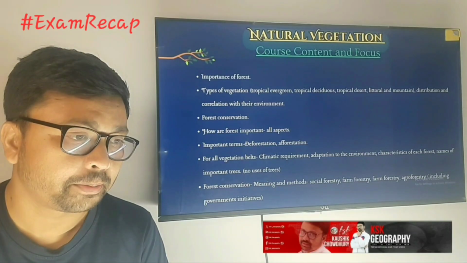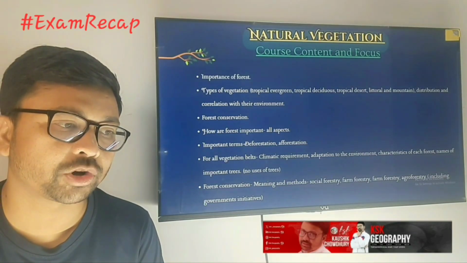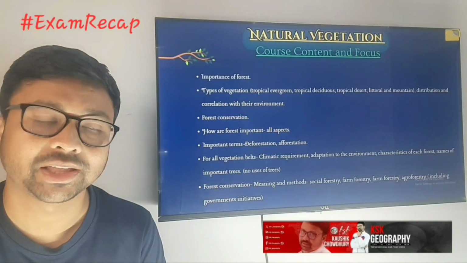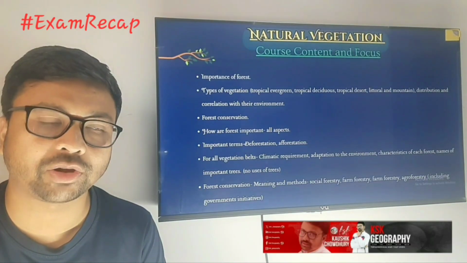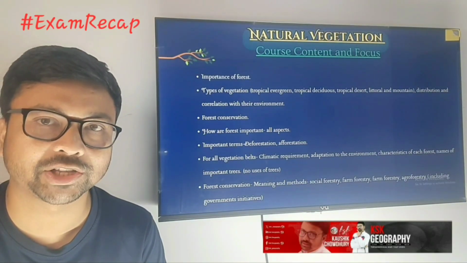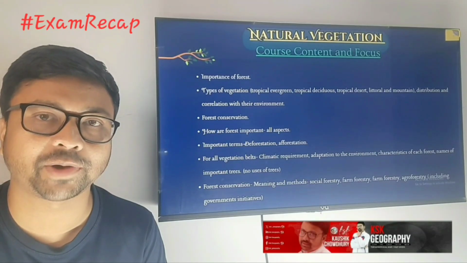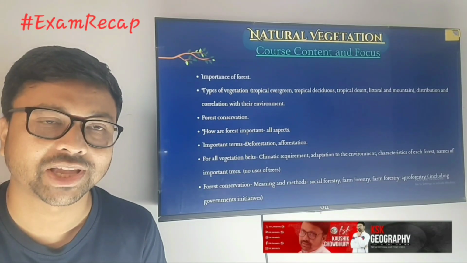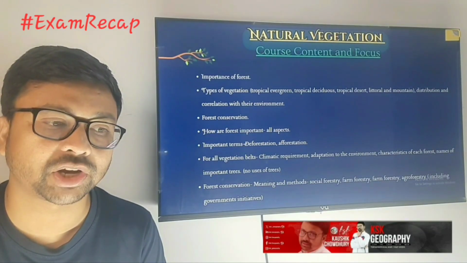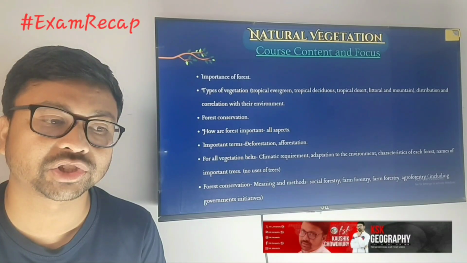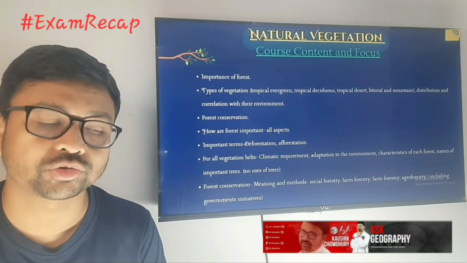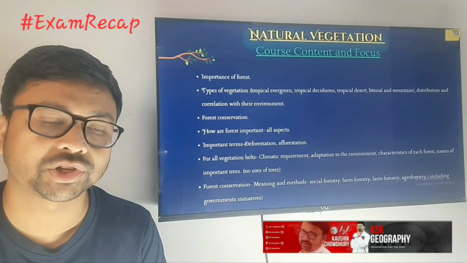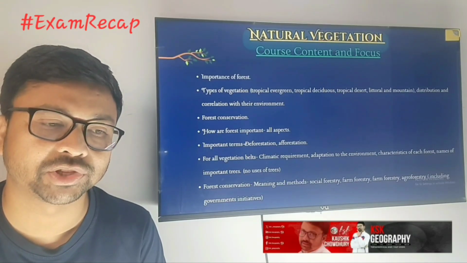So the main thing you need to focus on is the importance of forest from this part, and then the types of vegetation. According to your syllabus, you need to know about the tropical evergreen vegetation and tropical deciduous vegetation. That's further divided into two types, moist deciduous and dry deciduous. Then you need to study the tropical desert vegetation, that is xerophyte, and then littoral or swampy or mangrove vegetation, and the last, the mountain vegetation.